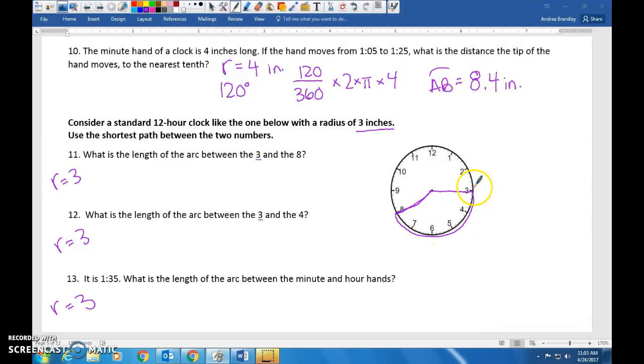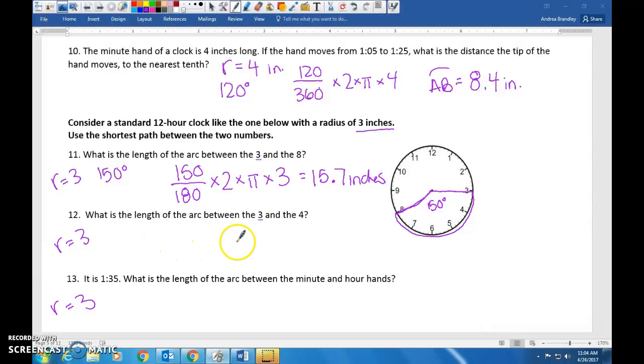So I already discovered before that each of these is 30 degrees. So I have 1, 2, 3, 4, 5 30 degrees. So this is 150 degrees. So 150 degrees is my angle. My radius is 3. So I have 150 over 180 times 2 times pi times the radius of 3. If I enter all of this in a calculator, 150 divided by 180 times 2 times pi times 3, I get approximately 15.7 inches.